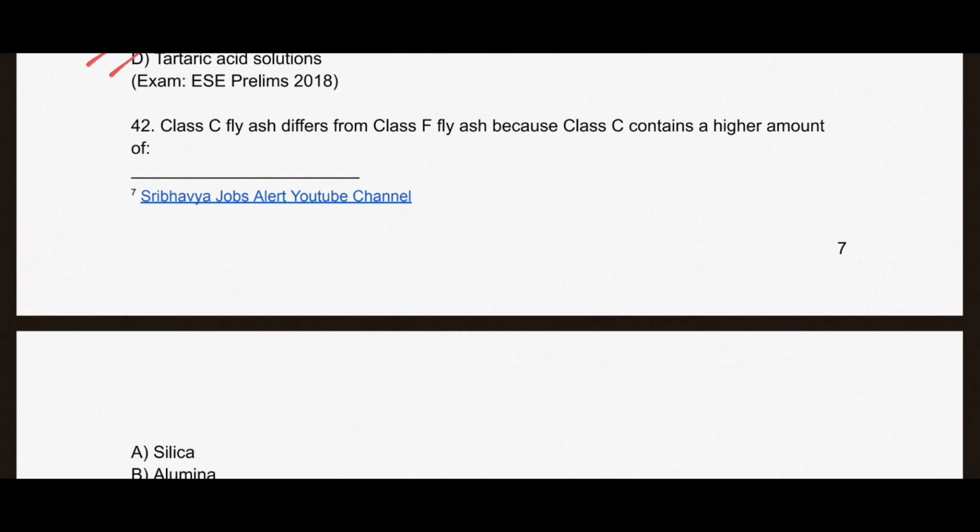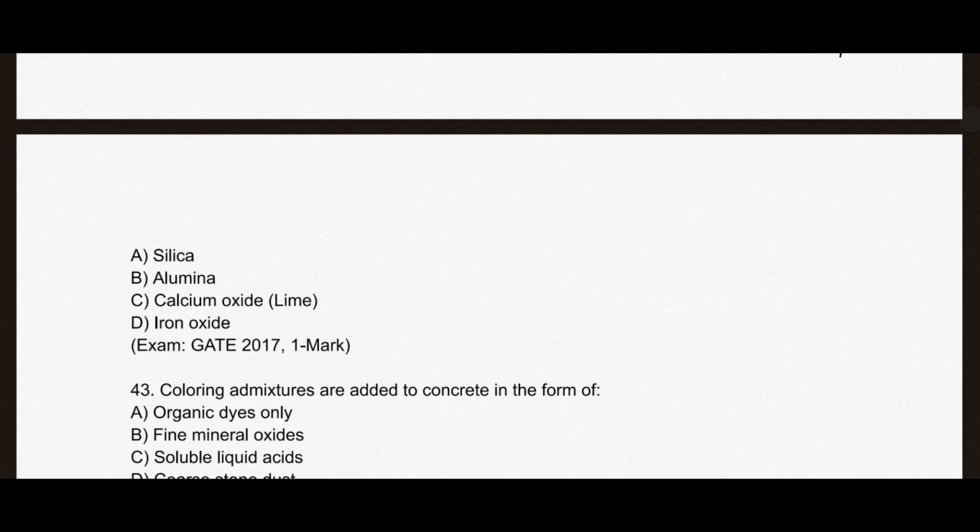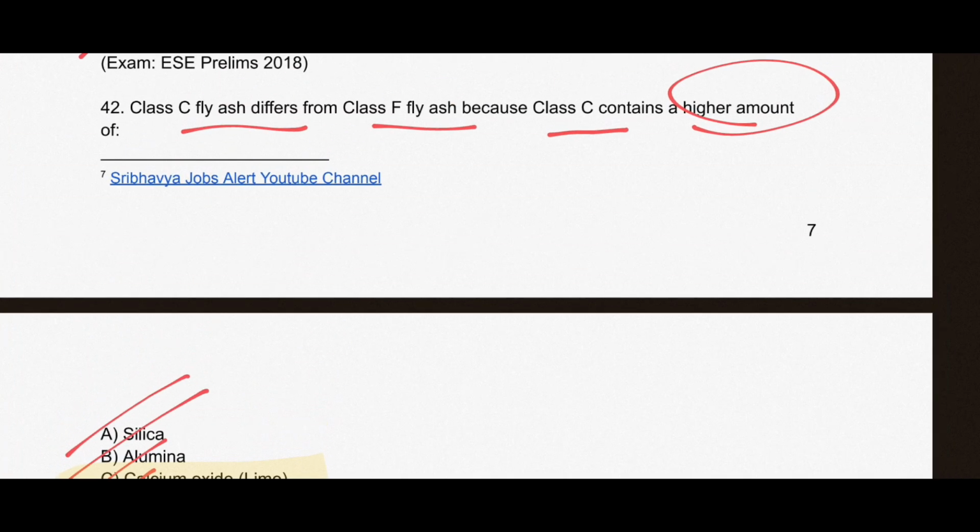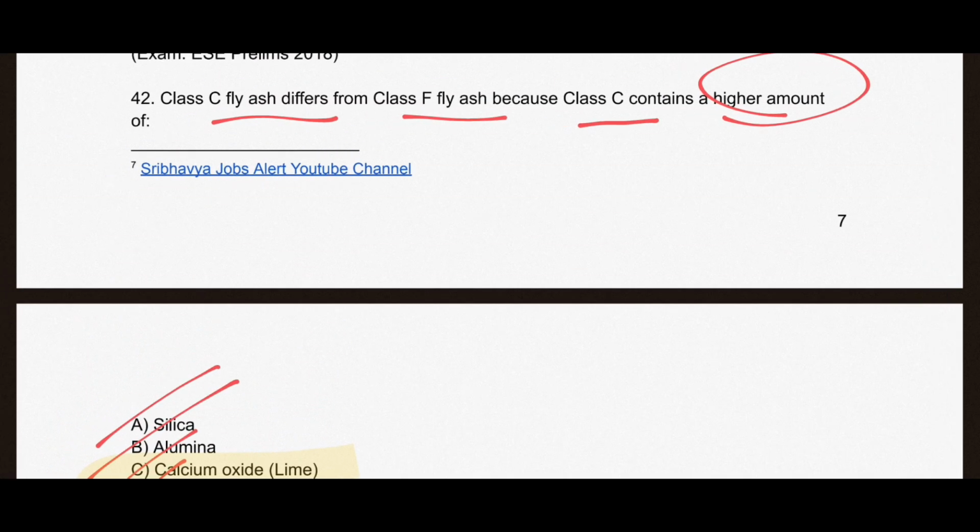42nd question. Class C fly ash differs from Class F fly ash because Class C contains higher amount of what? Option A silica, option B alumina, option C calcium oxide, and option D iron oxide. So the answer is option C, that is calcium oxide. Lime content అనేది ఎక్కువ ఉంటుంది అన్నమాట మనకి. Class C ఫ్లై యాష్లో మనకి ఎక్కువ లైమ్ కంటెంట్ ఉంటుంది యాజ్ కంపేర్ టు ద క్లాస్ ఎఫ్ ఫ్లై యాష్.